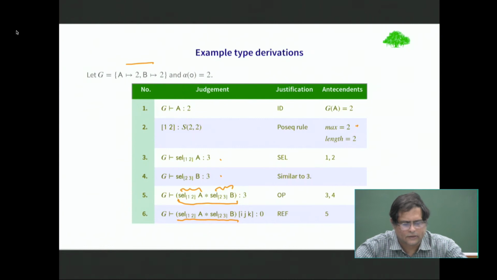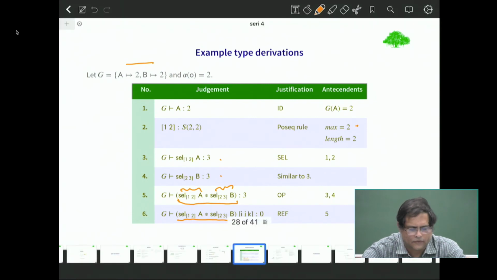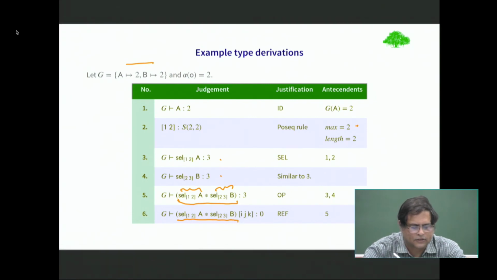Okay, so here's a simple derivation, and look at the last line here. The last line says we are trying to derive a type for select 1 2 a multiplied by select 2 3 b_ijk. We want the type of that to be 0. Notice this is a factorized expression because everything on the left hand side is an L hat, and this is a linear sequence. That means there are no repetitions of indices.